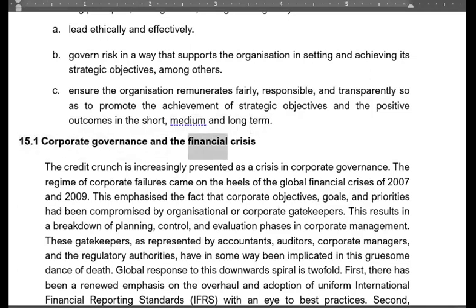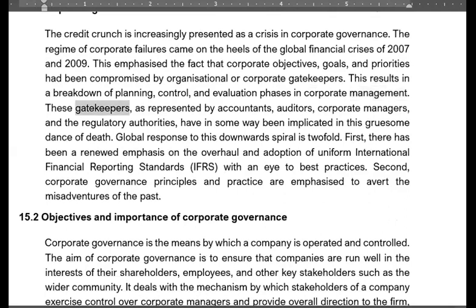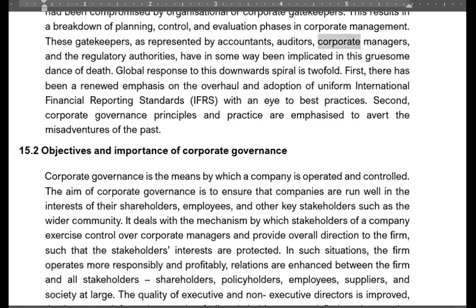15.1 Corporate Governance and the Financial Crisis. The credit crunch is increasingly presented as a crisis in corporate governance. The regime of corporate failures came on the heels of the global financial crises of 2007 and 2009. This emphasized the fact that corporate objectives, goals, and priorities had been compromised by organizational or corporate gatekeepers. This results in a breakdown of planning, control, and evaluation phases in corporate management. These gatekeepers, as represented by accountants, auditors, corporate managers, and the regulatory authorities, have in some way been implicated in this gruesome dance of death.